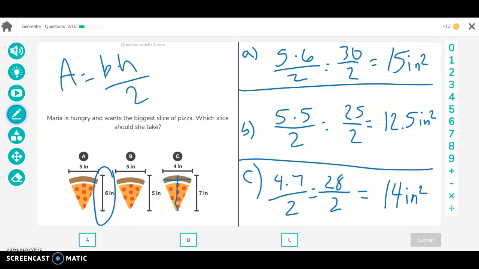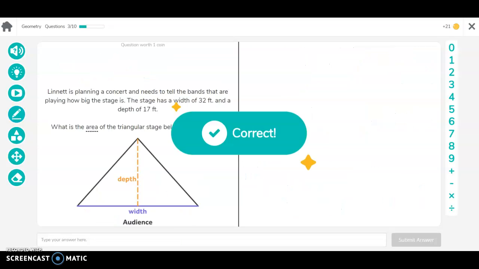So let's compare all of these. A is 15 inches, B is 12.5, so that's obviously the smallest one. C is 14, so we want the biggest piece of pizza because she's the hungriest. So A is the best one that she wants to take.